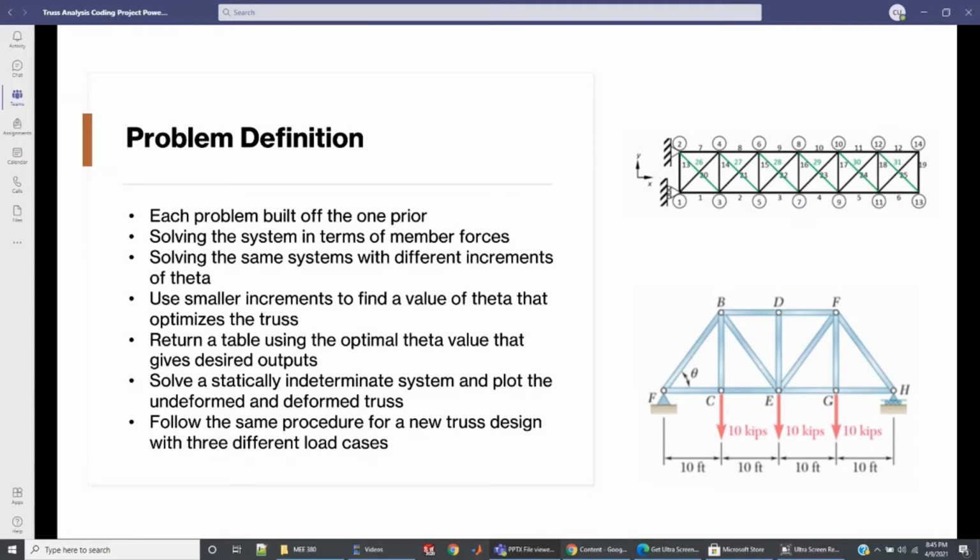This includes the node numbers along with each member, the member number itself, the force in the member, the stress in the member, and the length change of each member. For part E, we had to move on to a statically indeterminate system. Here we are given a separate pseudocode, and we had to continue the steps that we previously did, but then move on and generate a global matrix, which we would then be able to plot the undeformed and deformed truss as a comparative measure. Part F was the same thing as part E, except we had a different truss design. We followed the truss in the top right, and we had 3 different load conditions.